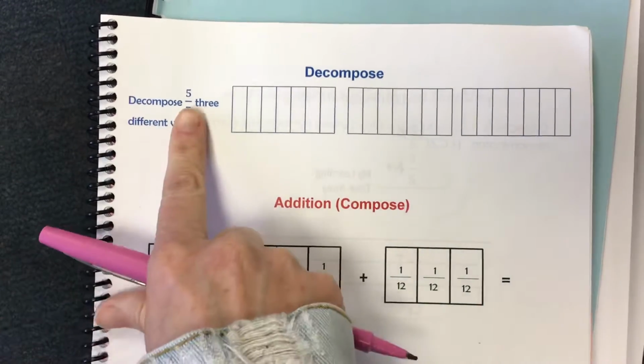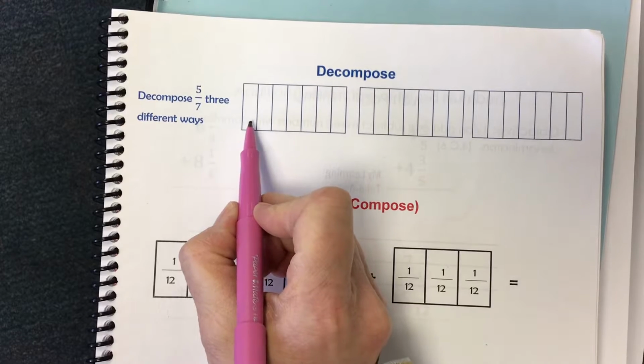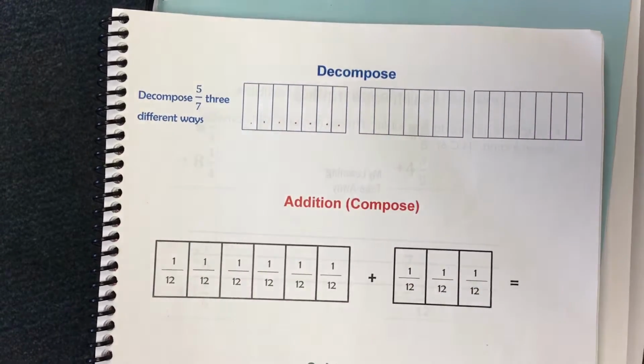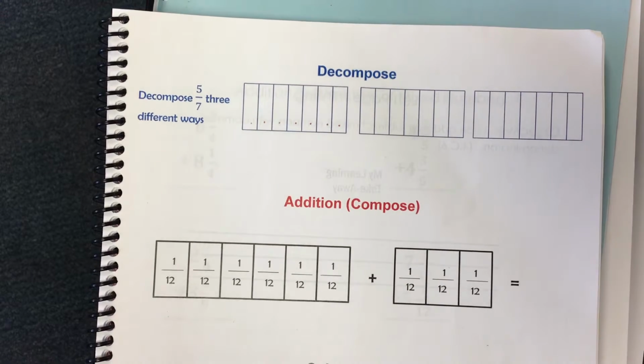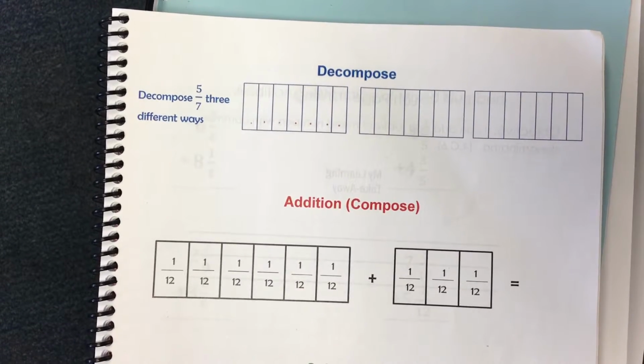So for example, our fraction 5/7, we have a model here that shows 1, 2, 3, 4, 5, 6, 7. What is one way that I could decompose 5/7? Tell me a way that I can decompose 5/7. Break it down into two smaller numbers. Yes.